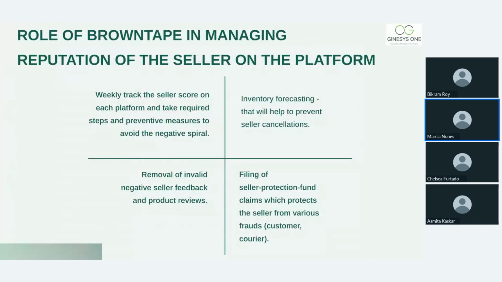Role of Browntape in managing reputation of the seller on the platform. Weekly tracking of the seller score on each platform and taking required steps and preventive measures to avoid the negative spiral. Inventory forecasting, which helps the seller to avoid any cancellations. Removal of negative seller feedback and product reviews. Filing of seller protection fund claims, which protect the seller from various frauds.